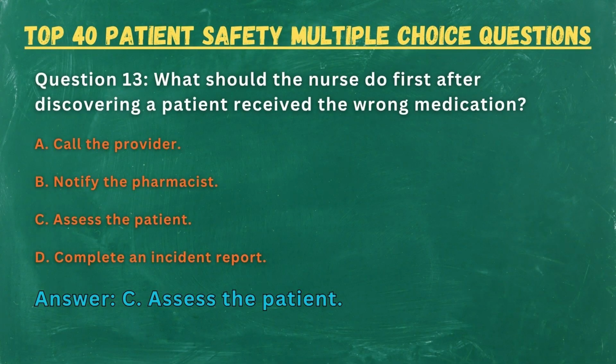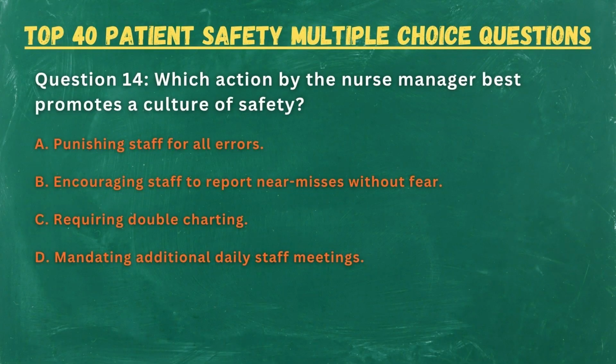Answer: C. Assess the patient. Question 14. Which action by the nurse manager best promotes a culture of safety? A. Punishing staff for all errors. B. Encouraging staff to report near misses without fear. C. Requiring double charting. D. Mandating additional daily staff meetings.